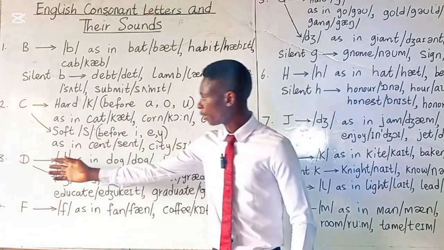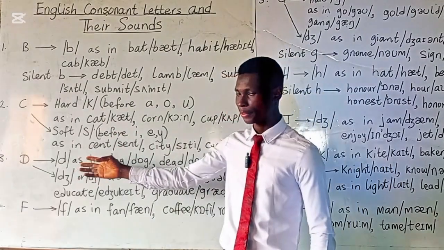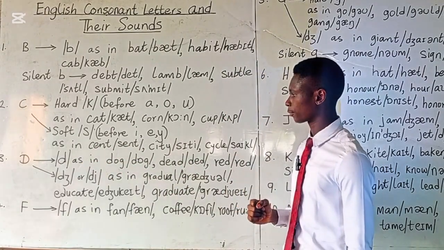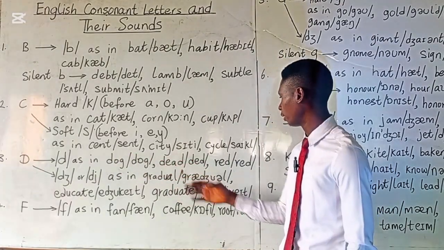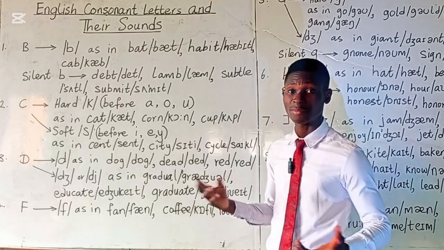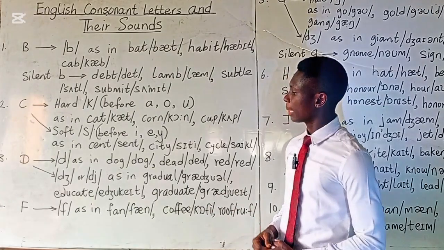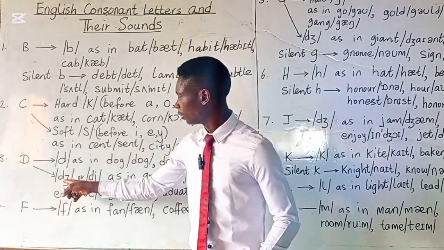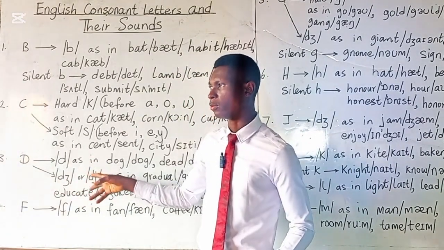Also, we have number 3, which is letter D. Letter D is realized as D, as in dog, dead, red. So we have it at initial position, and we also have it at final position. You can have it at medial position like riddle, cuddle, and so on.